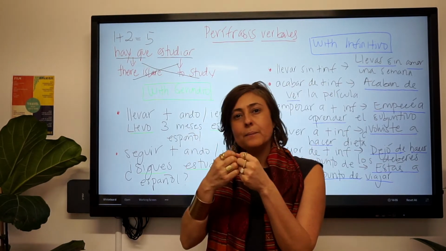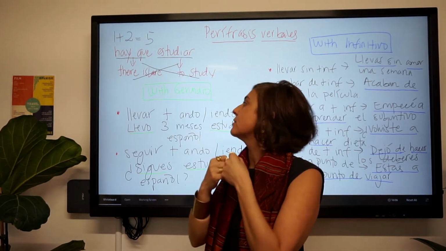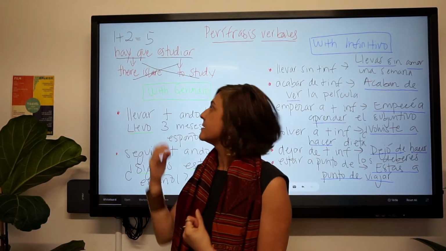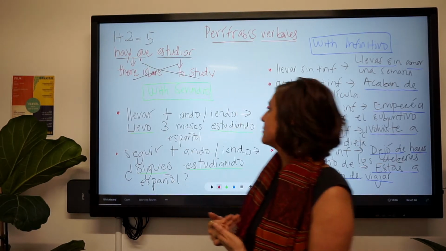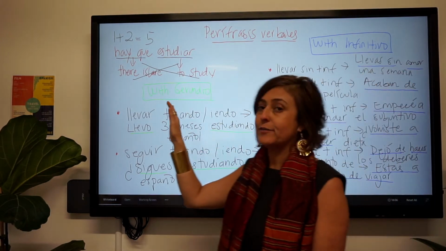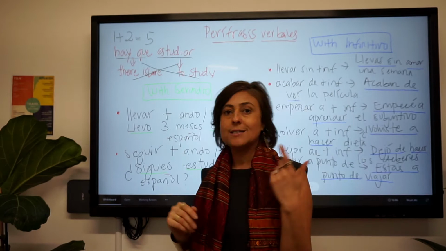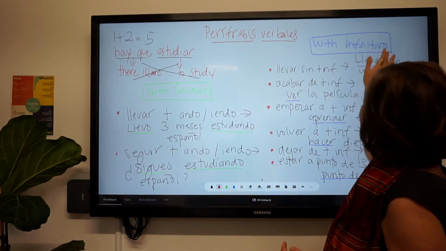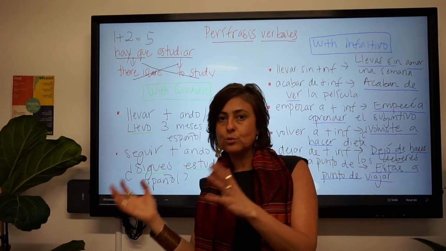So again, in the combination of the two parts of the structure, the meaning changes quite a lot in this case, right? So we're going to see two different constructions of perífrasis with gerundio, which is the ing, and with infinitivo, which is the to do something, right?